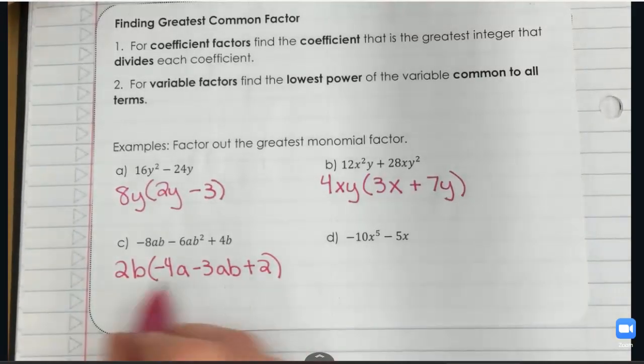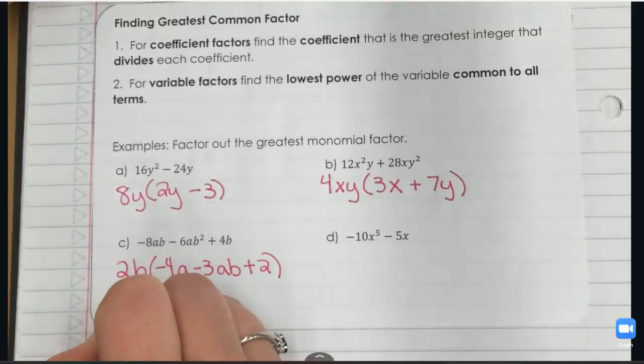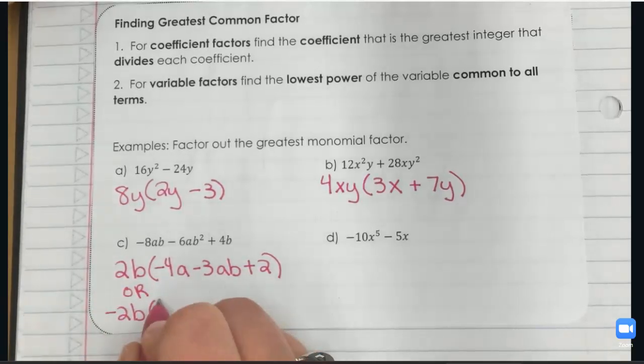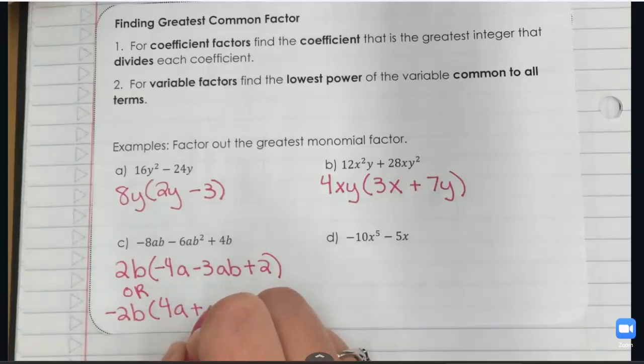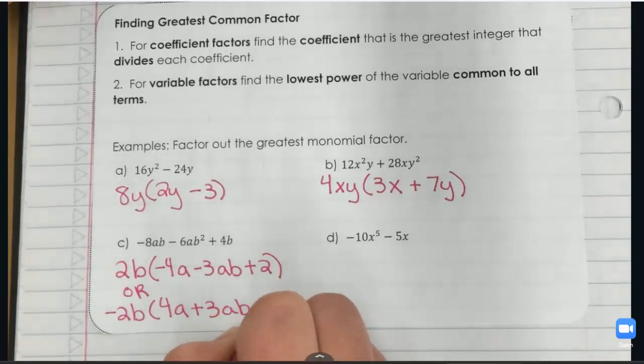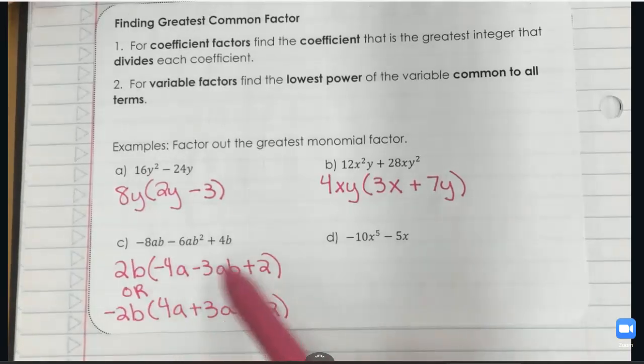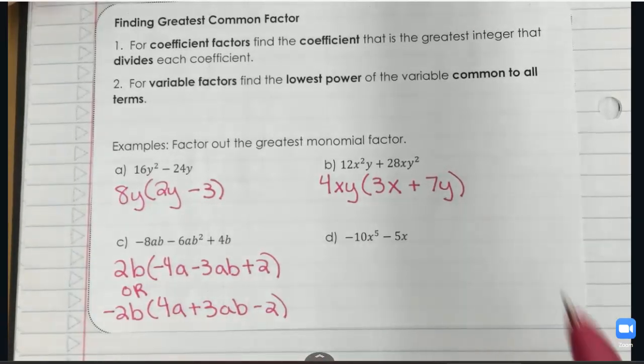Another thing we could have done is factored out the negative, and if I had done that, I'd have taken out -2b. What that would have done is changed the sign of everything on the inside. So either way, that's still factored, and again, you can check that you've done this correctly by distributing it and make sure you got what you started with.